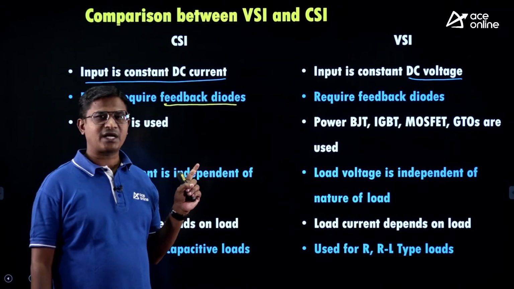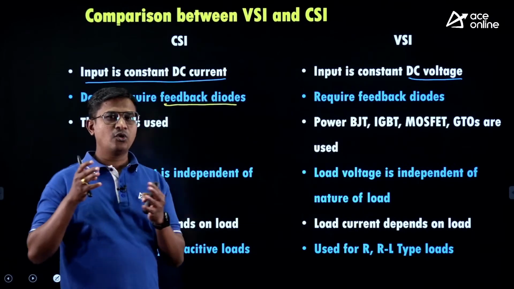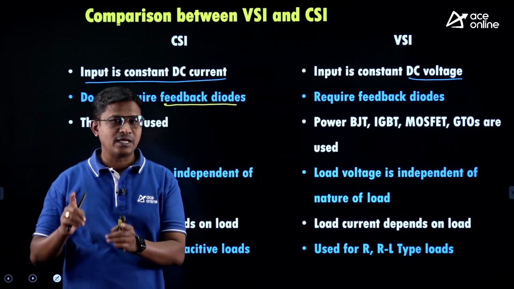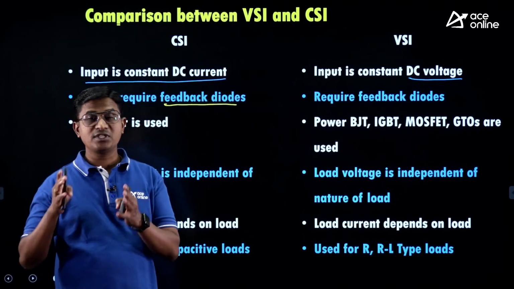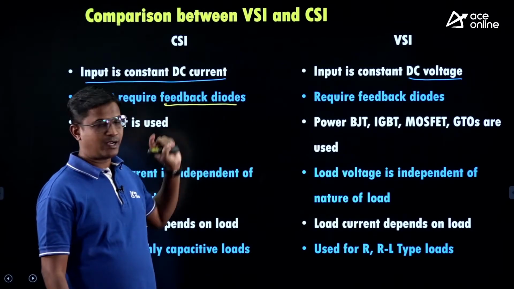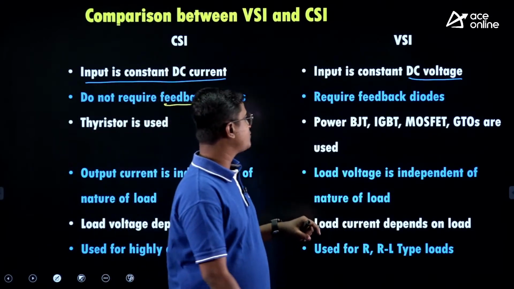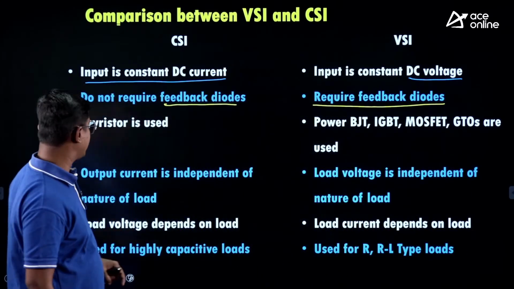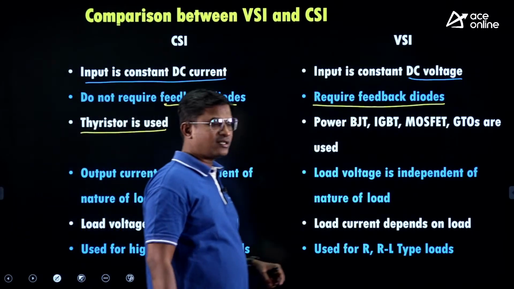Why are those diodes known as feedback diodes? Because in inverter circuitry, through the diode, your load feeds to the source. Through the diode, your load is supplying energy to the source. So load is feeding back the power to the supply. That's why they are known as feedback diodes. Here feedback diodes are not required in current source inverter, whereas in voltage source inverter the feedback diodes are required.